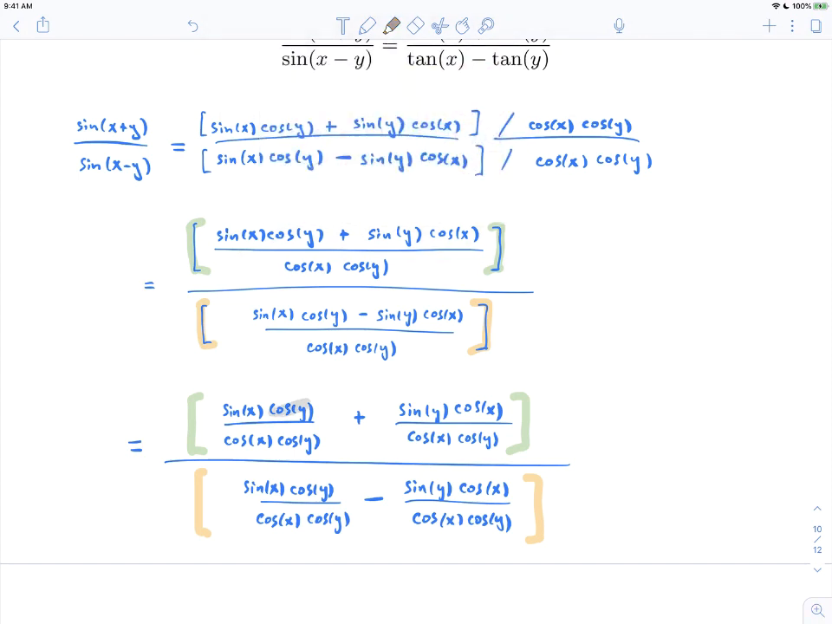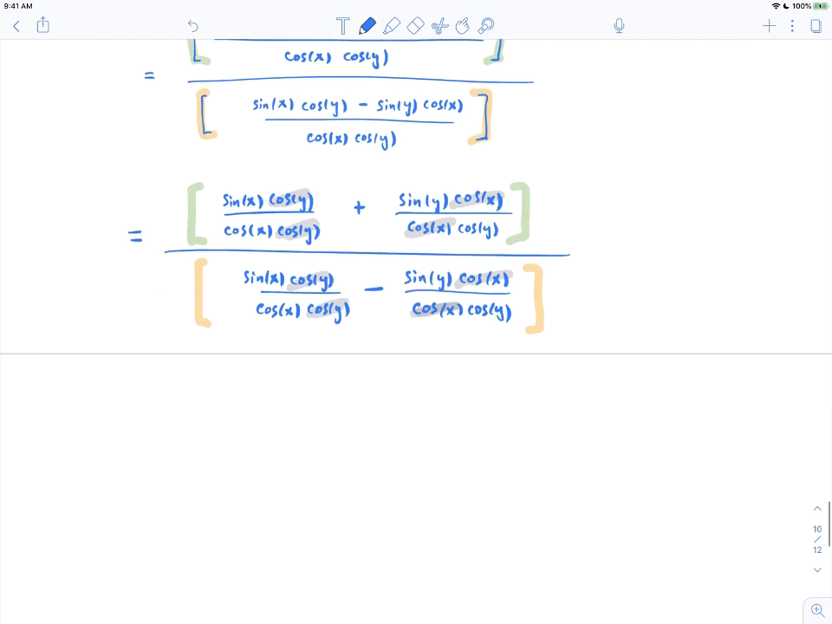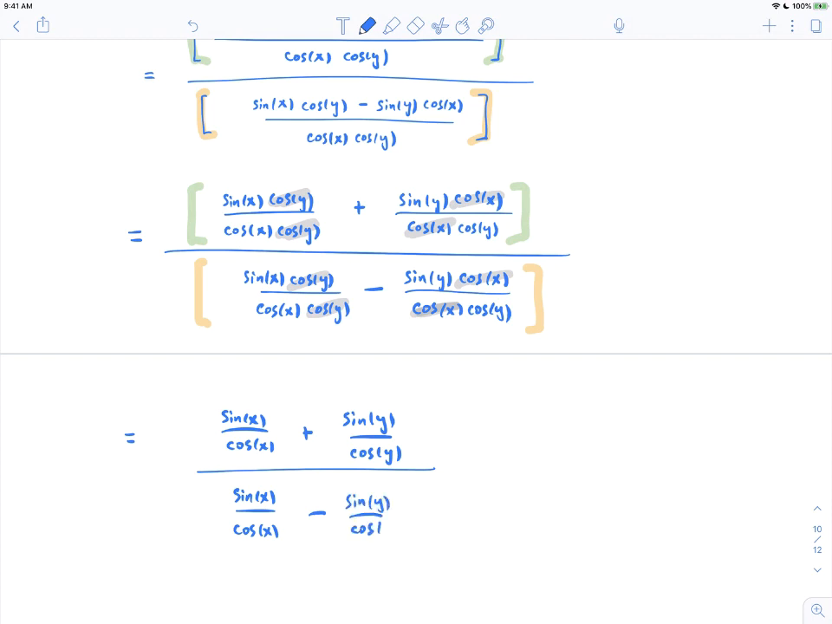So here's a cosine y that'll cancel with that cosine y. Here's a cosine x that will cancel with that cosine x. Here's a cosine y that will cancel with that cosine y, and a cosine x cancels with cosine x. What are we left with now? We're left with sine of x over cosine of x plus sine of y over cosine of y, and all of this is divided by sine of x over cosine of x minus sine of y over cosine of y.